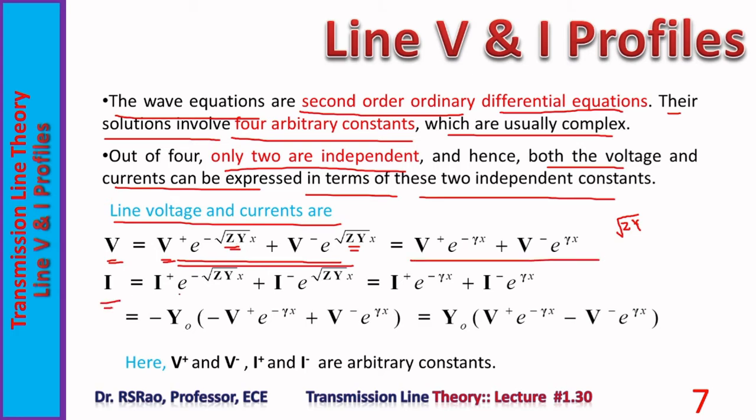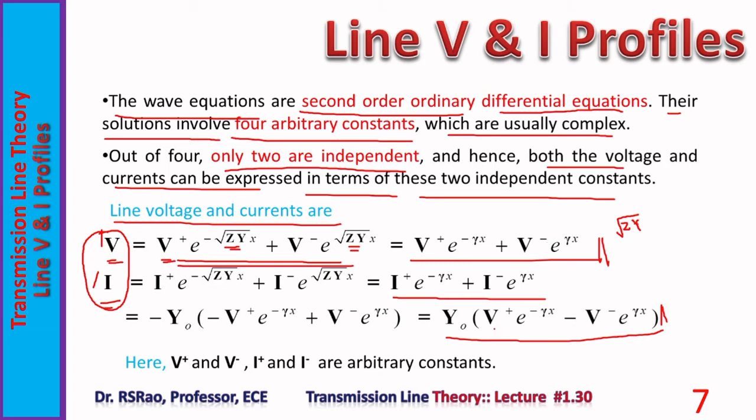Similarly, I is I plus e power minus root ZY x plus I minus e power root ZY x. Of course, this can be put in this form. But V and I, these two are related through telegrapher's line equations. Taking the help of telegrapher's line equation, I can be expressed in terms of V plus and V minus, like I equal to Y naught times minus V plus e power minus gamma x plus V minus e power gamma x. It can be reformatted in this way. So now at the end, we have two equations, one for V, one for I. V is in terms of V plus, V minus.